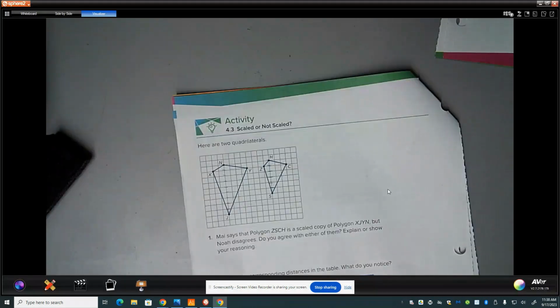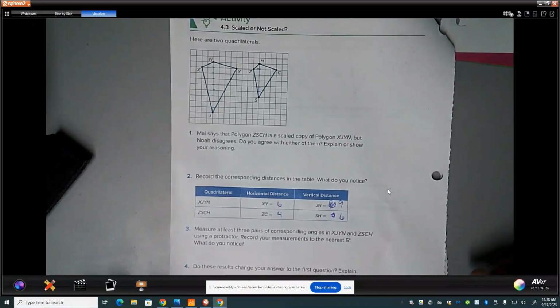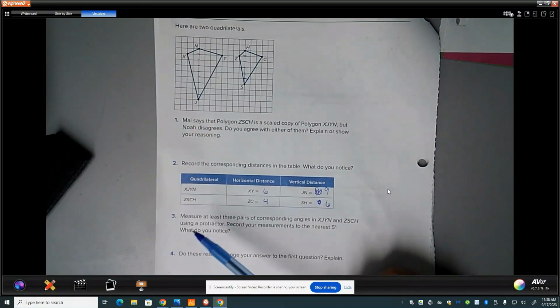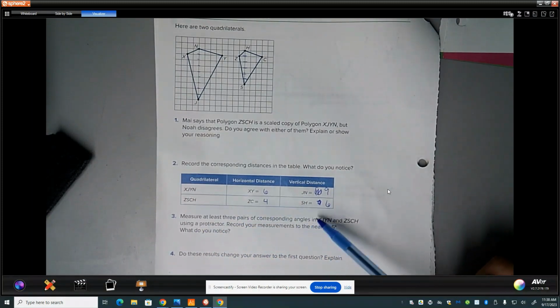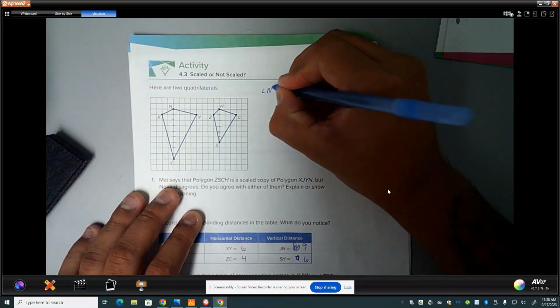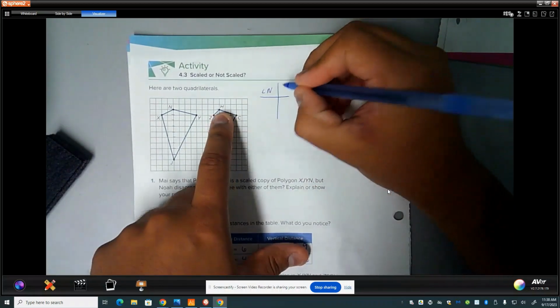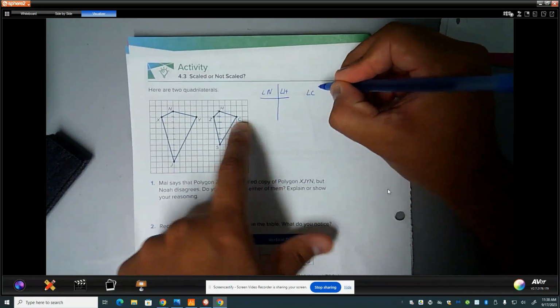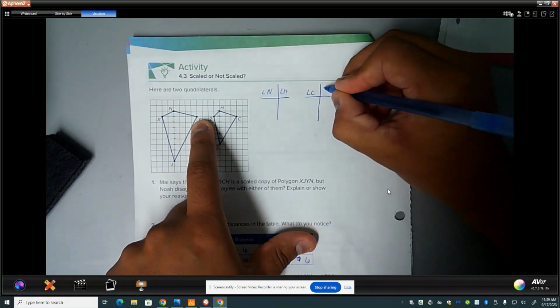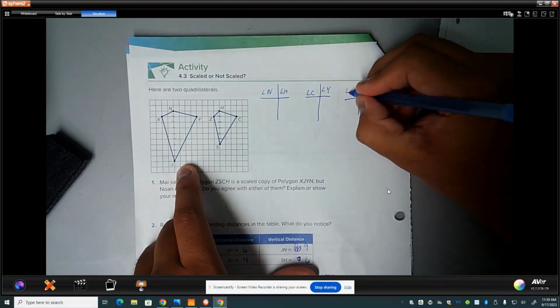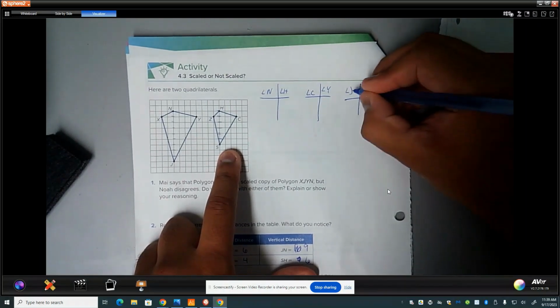Okay, so now that I have moved on to my dot cam to be able to measure the angles, let's go ahead and remind ourselves what they're asking us. Now they're asking us to measure at least 3 pairs of corresponding angles between the 2 polygons. The angles that I am going to focus on are angle N and its corresponding angle, which would be angle H. Then I'm going to do angle C and its corresponding angle, which would be angle Y. And last but not least, I'm going to do angle J and angle S.